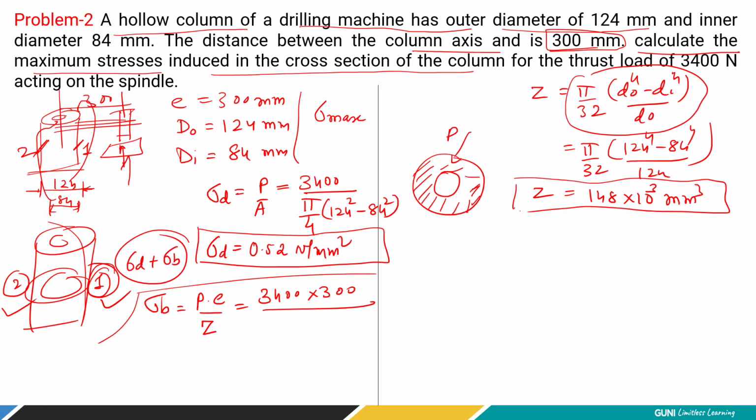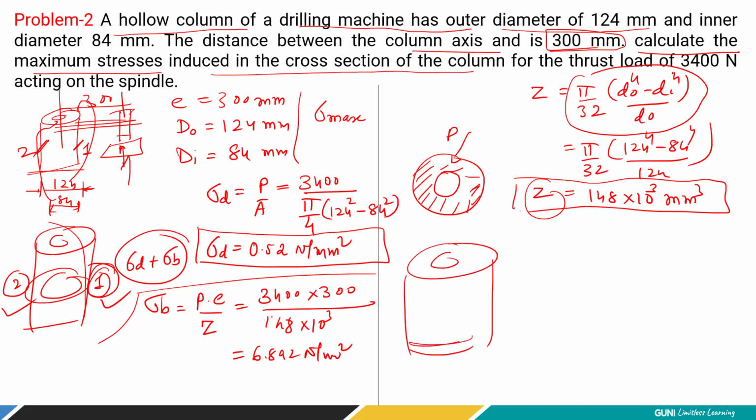Let's find the bending stress. Now here that Z value is 148 into 10 raised to 3. So the bending stress comes out to be 6.892 Newton per millimeter square. Okay. Now considering the section, let's find the stresses at 1 and 2. At 1 it is going to give you the summation, that is direct stress plus the bending stress. So now direct stress value is 0.52 plus 6.892. Now the value is 7.412. Now this is of tensile nature.